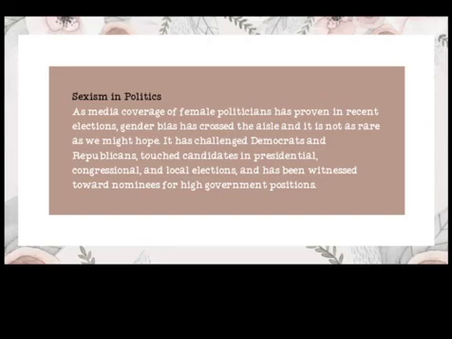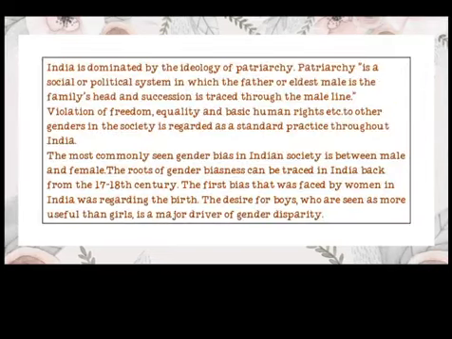India is dominated by the ideology of patriarchy. Patriarchy is a social or political system in which the father or eldest male is the family's head and succession is traced through the male line. Violation of freedom, equality, and basic human rights, etc., to other genders in the society is regarded as a standard practice throughout India. The most commonly seen gender bias in Indian society is between male and female.